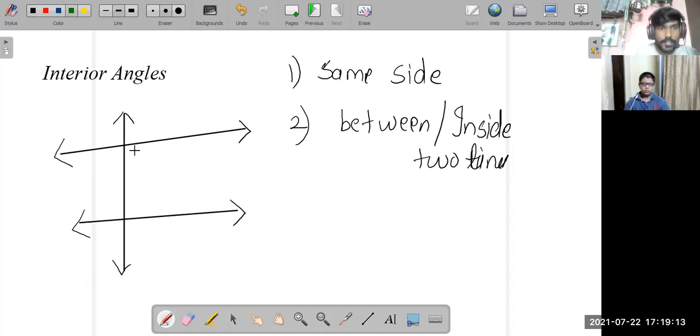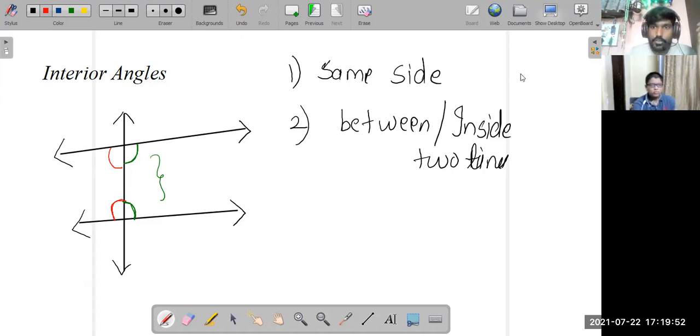So look at this figure here. This angle and this angle. Can you see the angles marked in green? Firstly, are those two on the same side? Yes, both of them are on the same side. And are they between or inside the two lines? Yes. So these will be interior angles. Can there be any more pair of interior angles? Yes, same on the left side. So this and this. Any more possibility? No, that's it.